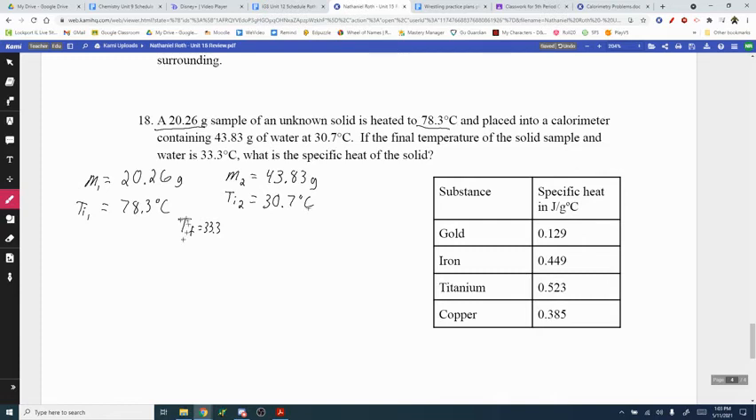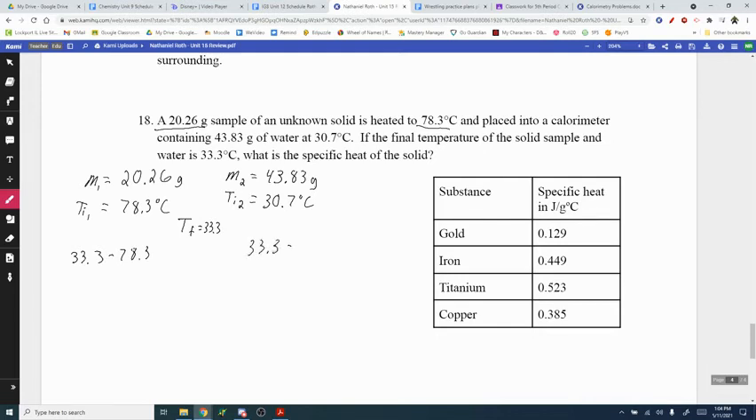33.3. So I put that in the middle because that is the final temperature of both substances because you're mixing them together. So whatever the final temperature of one of them is, it's going to be the same as the other one. So to get the change in temperature, we just subtract those two. So it's always going to be final minus initial. So 33.3 minus 78.3 for that one.